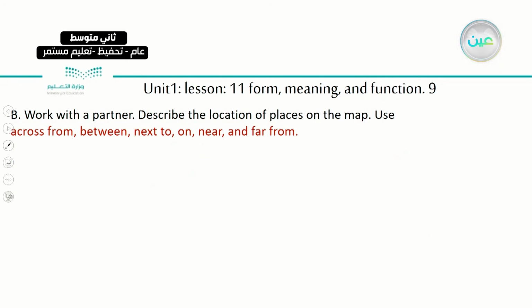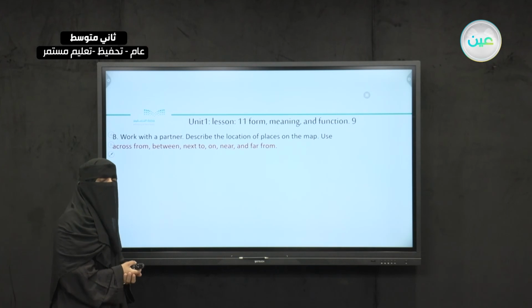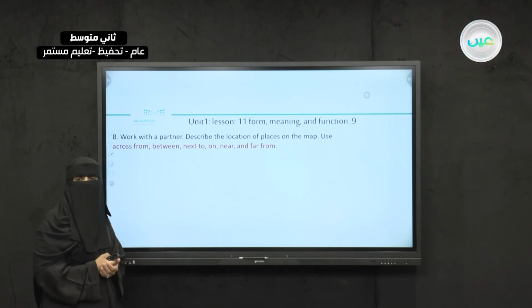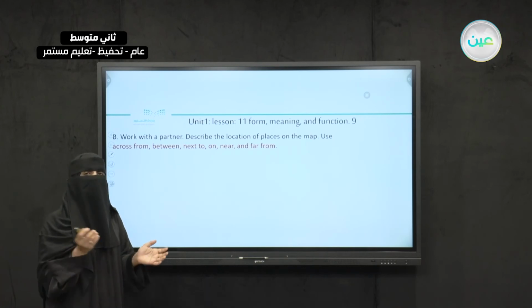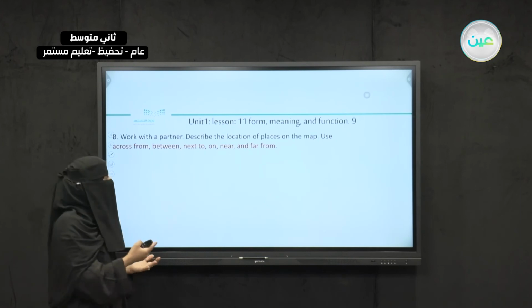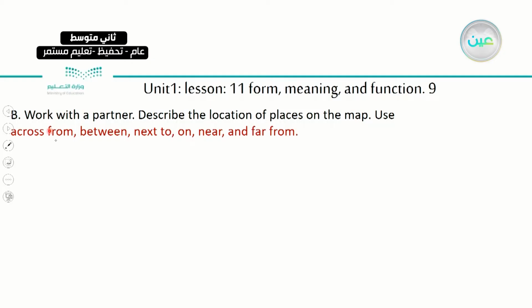Let's look at exercise B. Work with a partner. Describe the locations of places on the map. So you have to refer to the map again, okay? And then ask each other questions. How can I go to the school? It's a speaking exercise to practice using the prepositions of place we have covered today. We have across from, between, next to, on, near, and far from, okay?